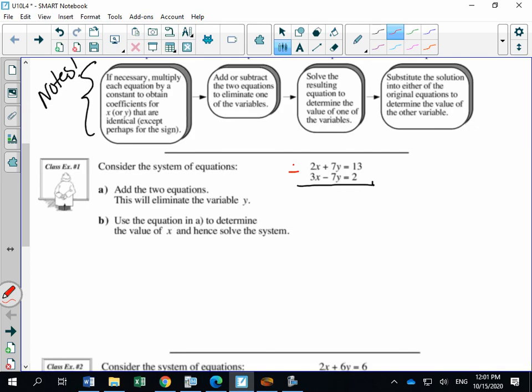So we're going to add these 2 equations. Watch what happens when we add. 2x plus 3x gives you 5x. 7 plus -7, it's gone. This guy eliminates. That's what elimination is. Bring down your equals and add those two numbers. 13 plus 2 is 15. Rebecca, what letter am I solving for? X. What do I have to do to get X?